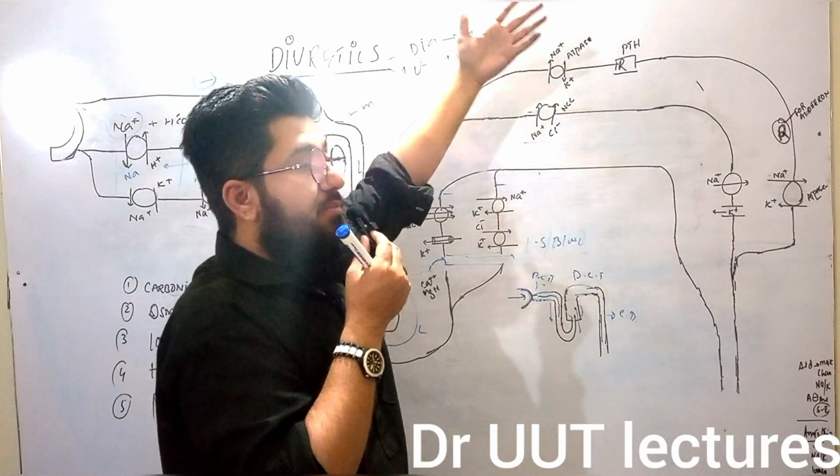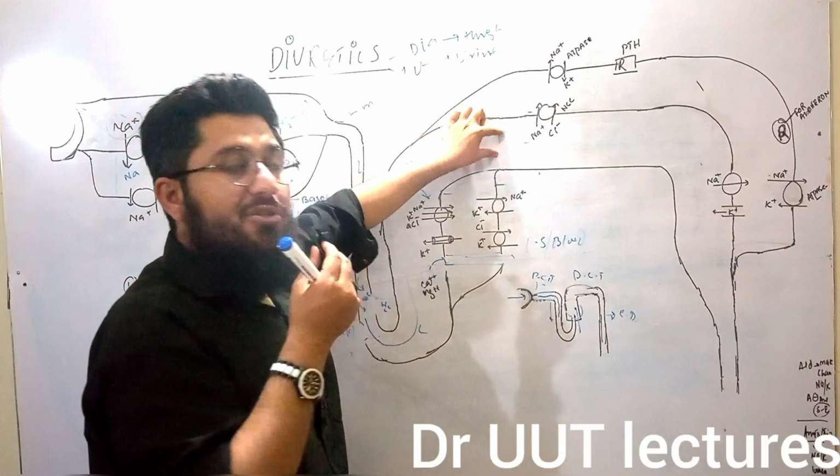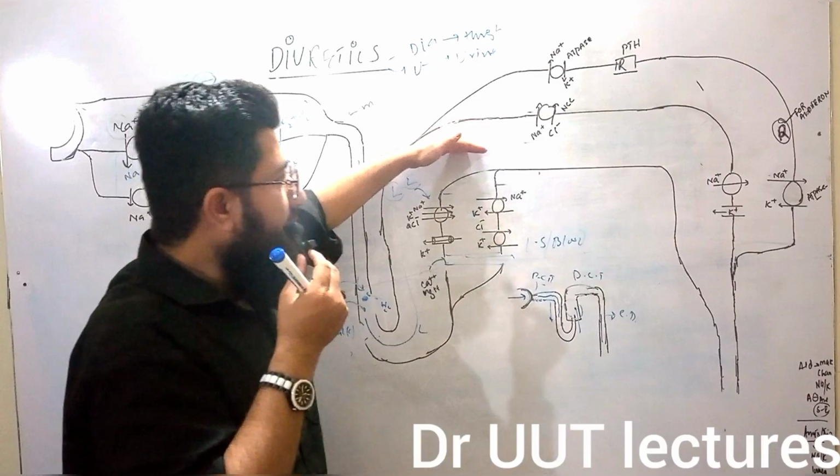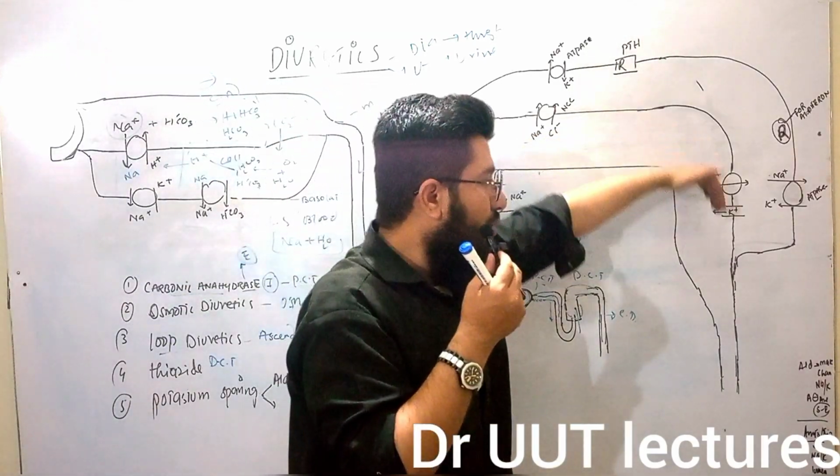When there is no movement of the sodium, sodium is trapped in the lumen. As sodium is trapped, the fluid is also trapped. The fluid will move with the sodium, and likewise.